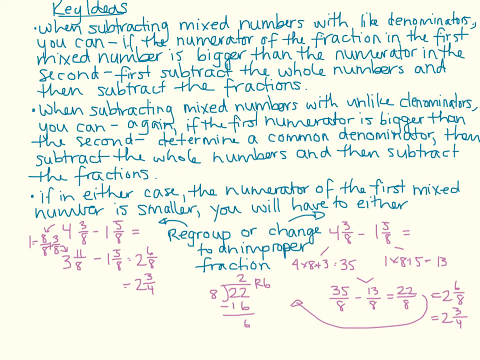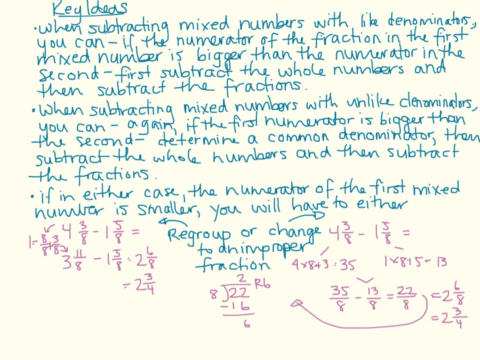Here are your key ideas for this lesson. When you're subtracting mixed numbers that have the same denominator, assuming that the numerator of the fraction in the first mixed number is bigger than the numerator in the second mixed number, you can subtract the whole numbers and then you can subtract the fractions. If you're subtracting mixed numbers with different denominators, and again, if the first numerator is bigger than the second, the first thing you need to do is find a common denominator and convert both of these mixed numbers into that common denominator. Then you can subtract the whole numbers and subtract the fractions after that.